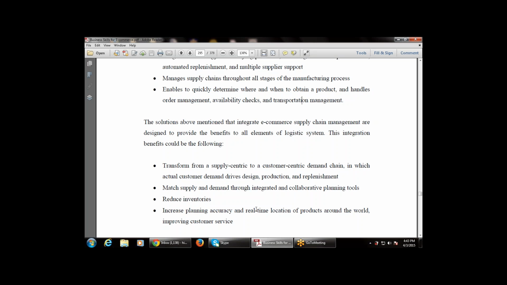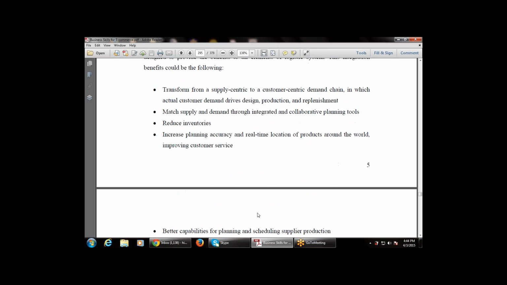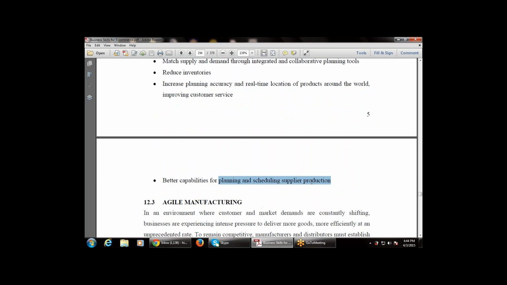Then it reduces the inventory. Whenever there is a combination of logistics, it reduces the stock. Then it increases planning accuracy and real-time location of products around the world, which improves customer service. It gives better capability for planning and scheduling supply production. So these are the various benefits provided whenever there is a combination of various logistics.